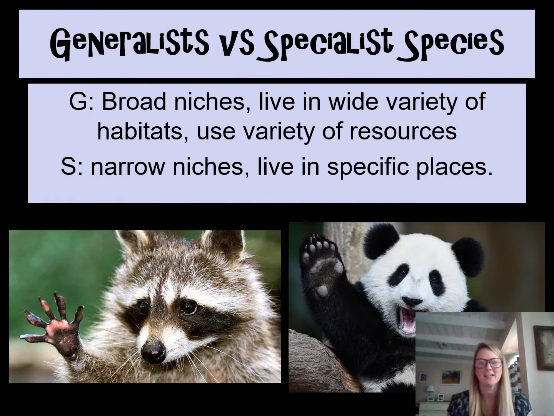Before we begin talking about populations and their dynamics, I thought we'd start off talking about the differences between generalist and specialist species. So generalist species are species that can live in a variety of locations. They can eat a variety of food sources, and they tend to have very broad niches. Compare that to a specialist species. These are organisms that require specific places to live. They have very narrow niches.